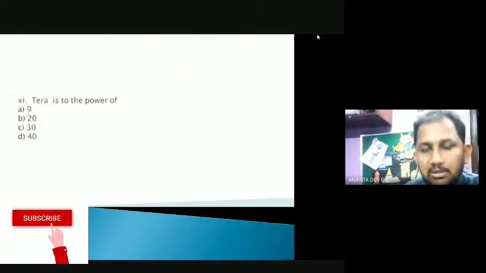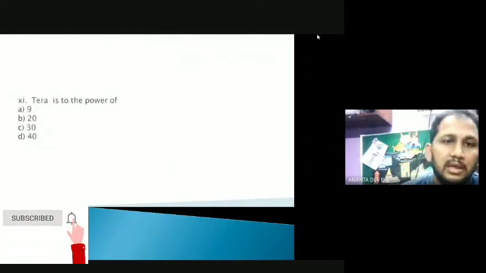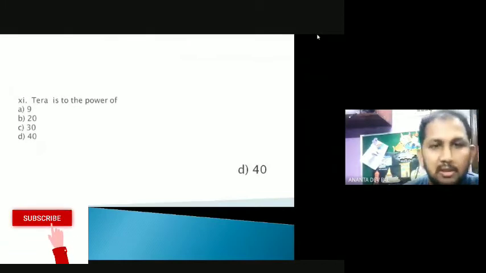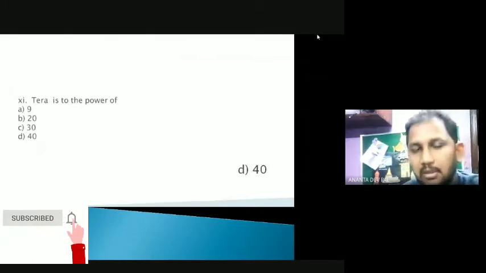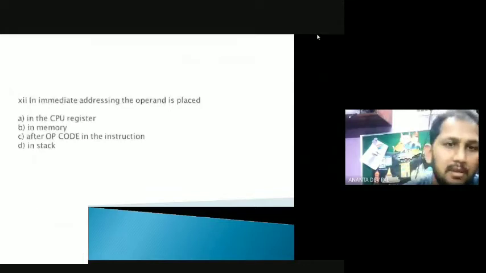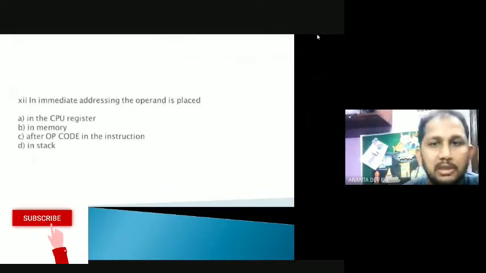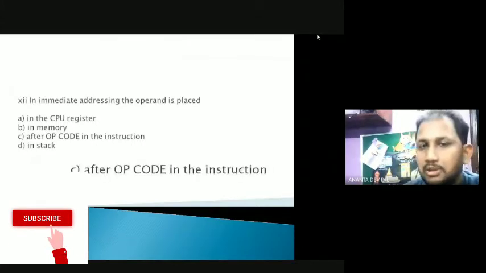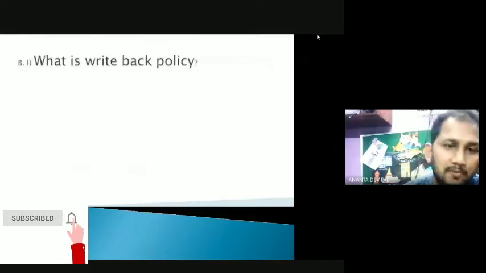Next. Tera is a power of 9, 20, 30, 40? Definitely 40. Tera means 2 to the power 40. In immediate addressing, the operand is placed in the CPU registers, in memory, after the opcode in the instruction, or in the stack? After the opcode in the instruction. C is the right answer. Now, next, a short question.